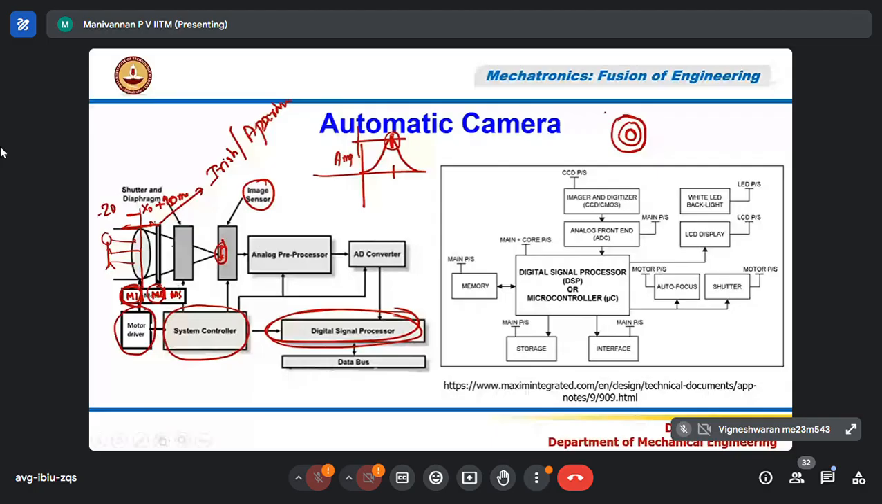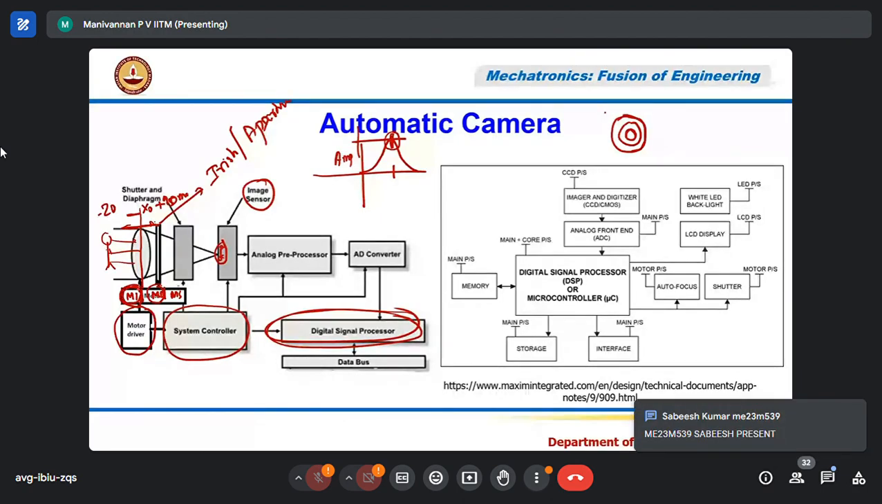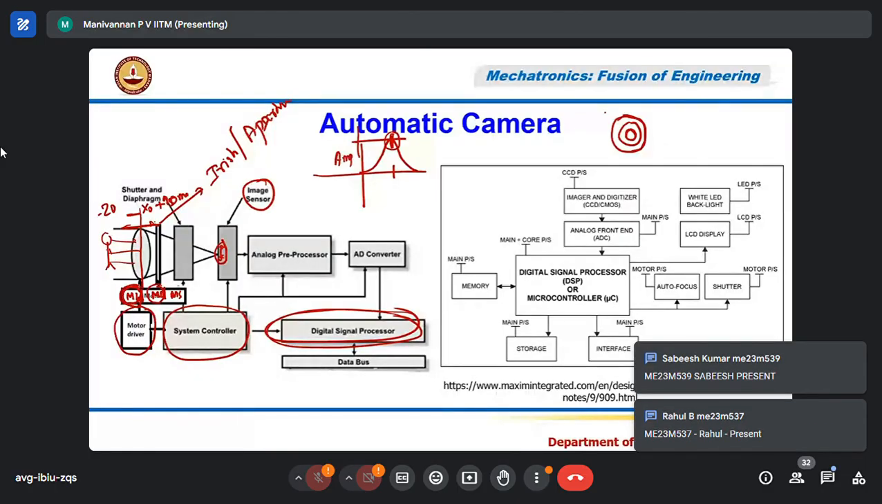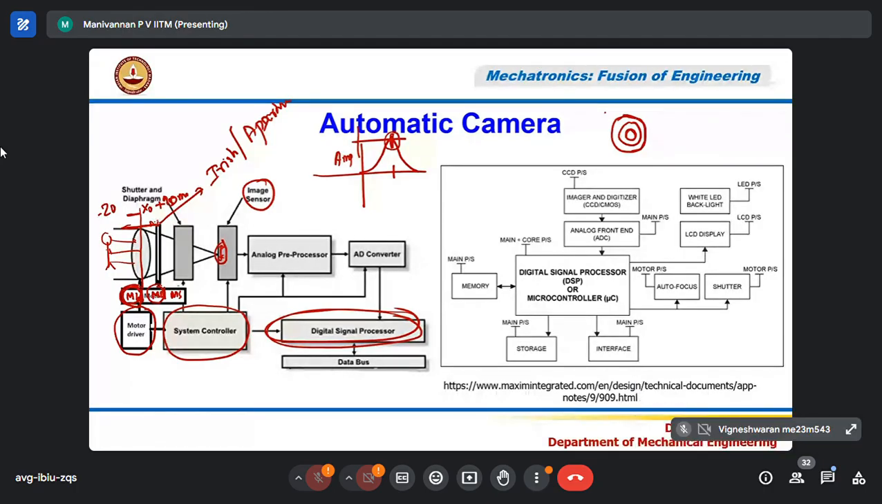And then after that, the shutter will be opened and the picture will be recorded. That's how the automatic camera works. The procedure is: first adjust the lens position from the current position by activating this motor. Once a sharp picture comes, the aperture will be controlled. Aperture controls the amount of light going in. In many cameras, you first do aperture control. Aperture will be adjusted based on light intensity.